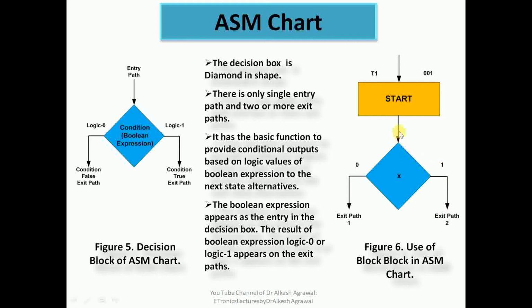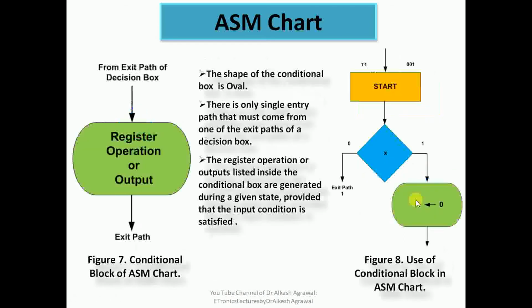The entry path is through the state box. When we are using a decision variable x, if the value of x is 0 or false, it takes exit path 1. If the Boolean value of this variable is true, it takes another exit path, number 2. Then comes the conditional box, which is oval in shape, as you can see.